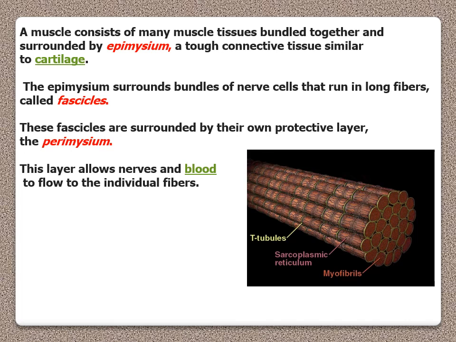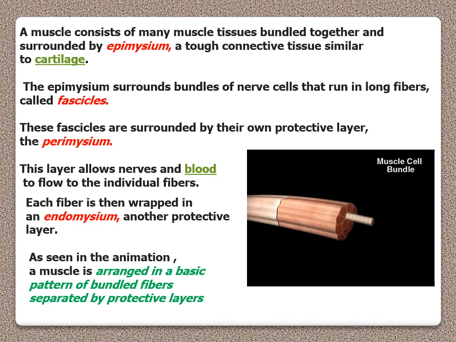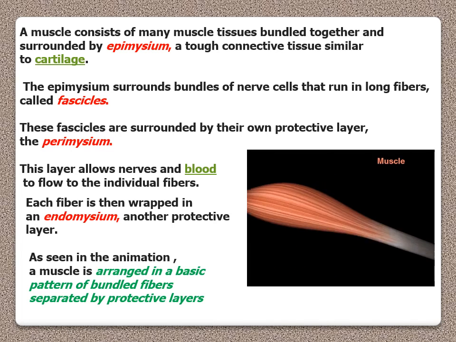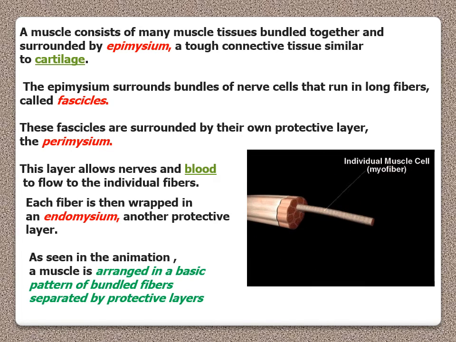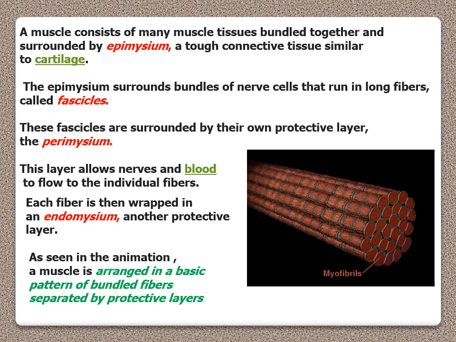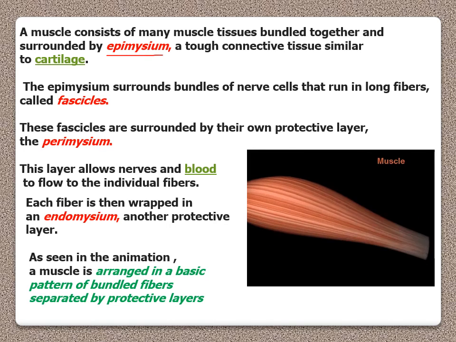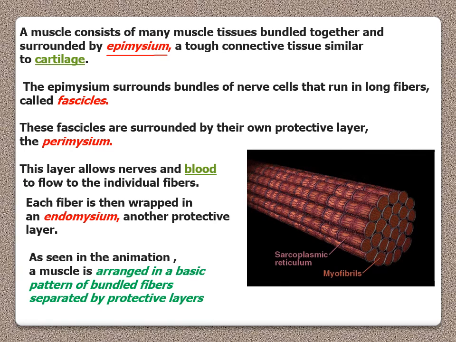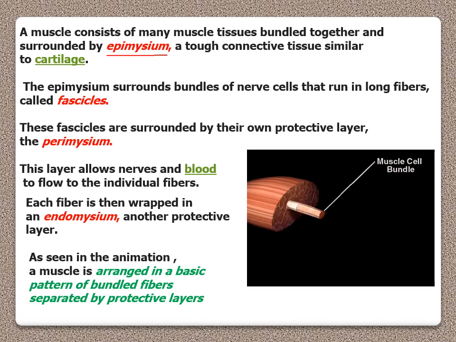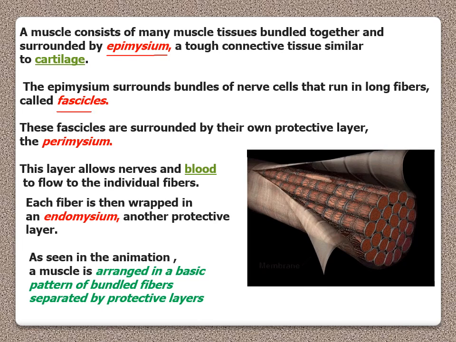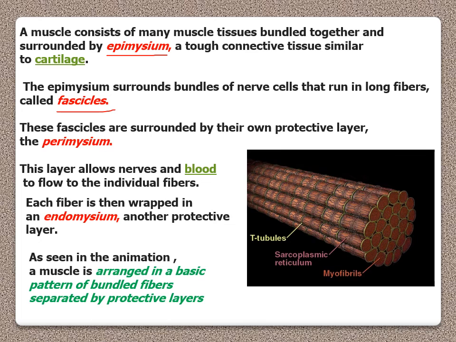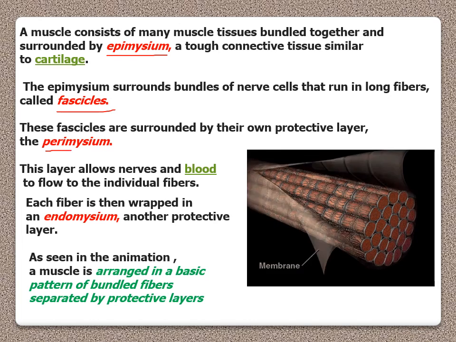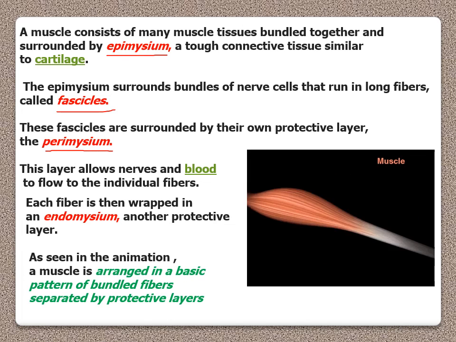Now the structure of the muscle. A muscle consists of many muscle tissues, and those muscle tissues are bundled together and they are surrounded by a tough connective tissue that is very much similar to cartilage and that is known as epimysium. And this epimysium surrounds a bundle of nerve cells that run in a long fiber and that is known as fascicles. And again, these fascicles are surrounded by their own protective layer and that layer is known as perimysium.